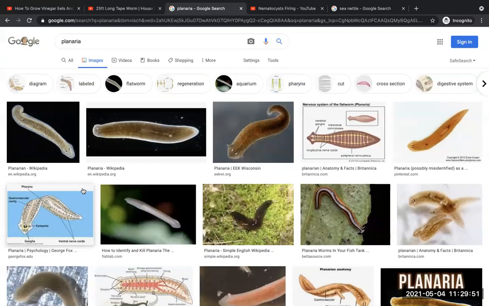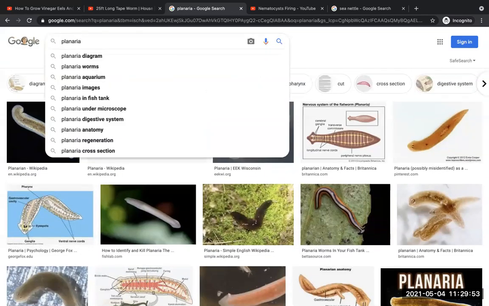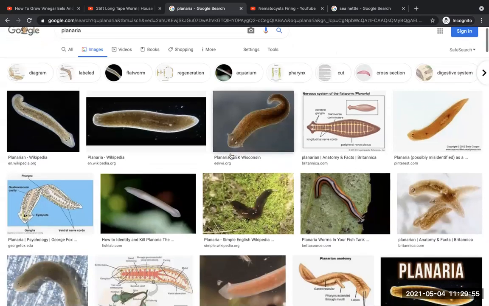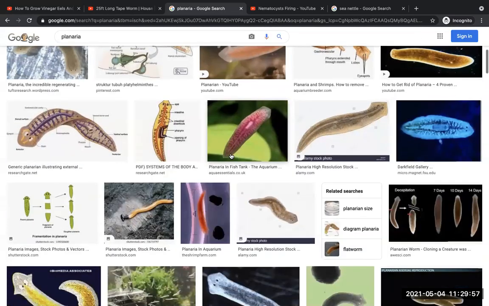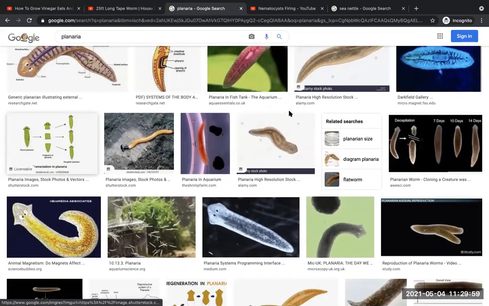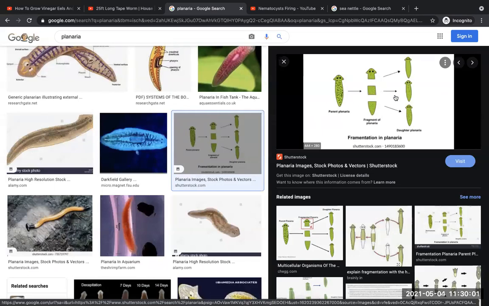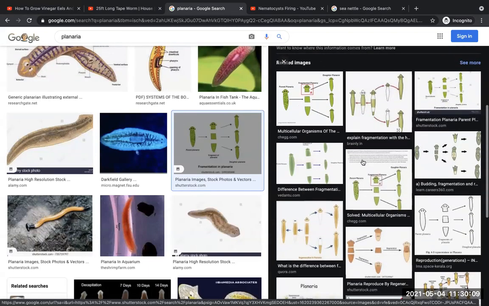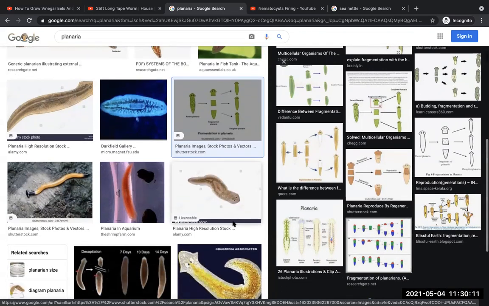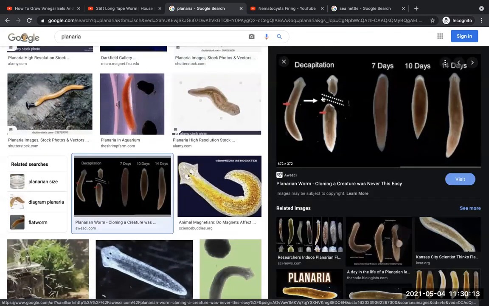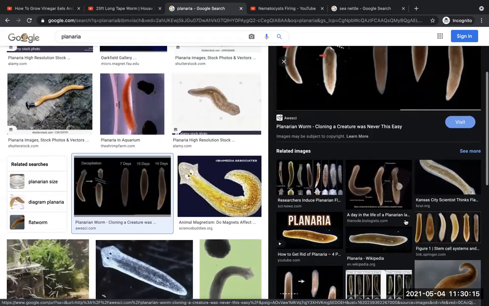There was one image I'm trying to look for. Anyway, so you can cut it and then it grows back. So if you cut it like this, maybe right here, it's going to grow the tail back. If you cut it like this, it's going to grow the head back, or whatever parts. If you cut it right here, it grows the head back.